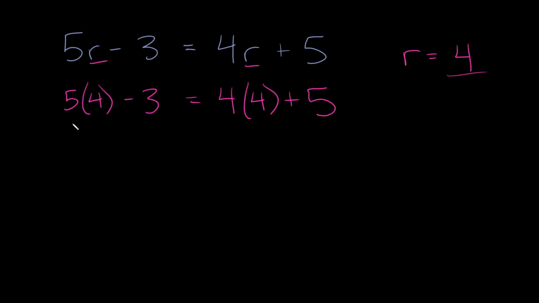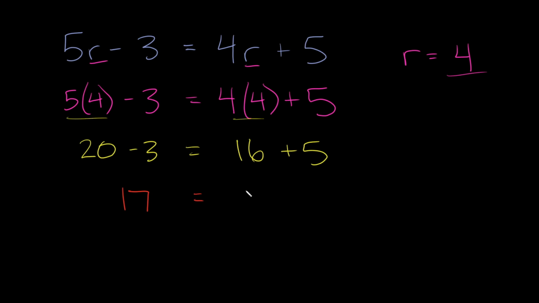Okay, and I can keep simplifying this. So 5 times 4, that's 20, and then I have minus 3 right here. And this is equal to 4 times 4 right there, which is equal to 16, and then I have plus 5. Okay, last step, 20 minus 3, that's equal to 17. I have my equal sign, and then 16 plus 5 is equal to 21. As you can see, 17 does not equal 21, right? So this is an imbalanced equation, which means this puzzle piece does not fit. So r equals 4 is not a solution.